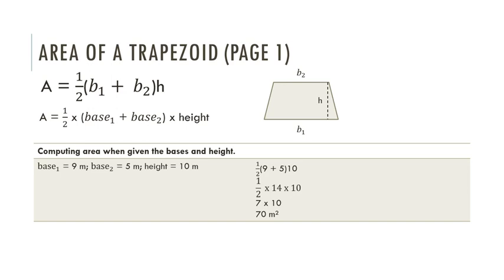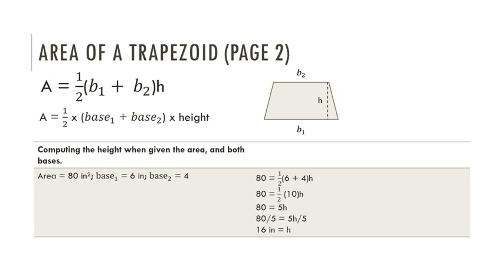Okay, now we are going to use order of operations when we're solving this problem, because notice we have multiplication, we have parentheses, and then we have multiplication. And we know that we need to solve what's inside the parentheses first, or simplify as much as we can before we do any other operation. So for computing the area, we plug in all the information. We have to solve what's inside the parentheses first, giving us 1/2 times 14 times 10. And continue with multiplying to get the area of 70 meters squared.